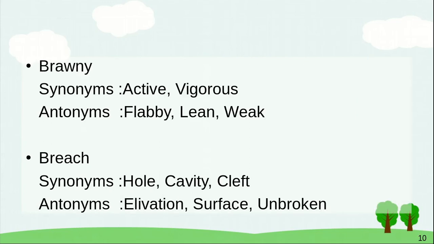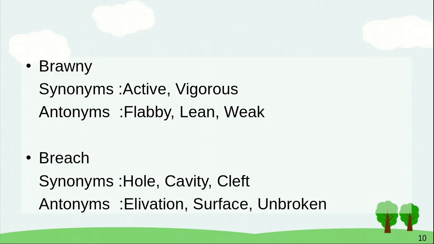And coming to the next word, brawny. Brawny is an adjective, and brawny అంటే కండ పుష్టిగల అని అర్థం వస్తుంది. Noun forms are brawn and brawniness. A person's physical strength and weight is the meaning of the word brawny. Strong, hefty, muscly, and some other meanings. And sentence using the word brawny is: a brawny athlete. And synonyms of the word brawny are active and vigorous. Vigorous అంటే బలమైన అని అర్థం. Antonyms are flabby, lean and weak. Flabby అంటే మెత్తనైన అని అర్థం.